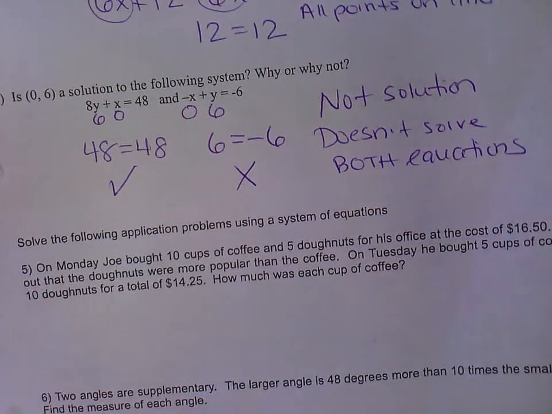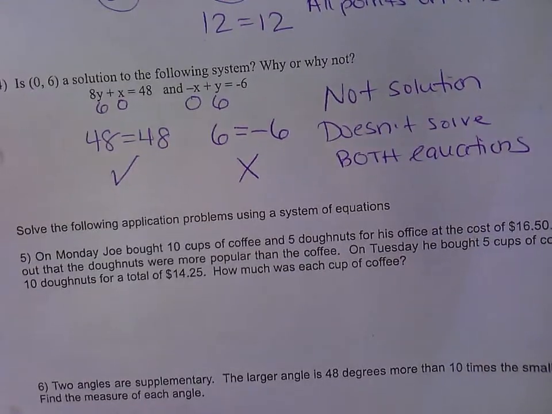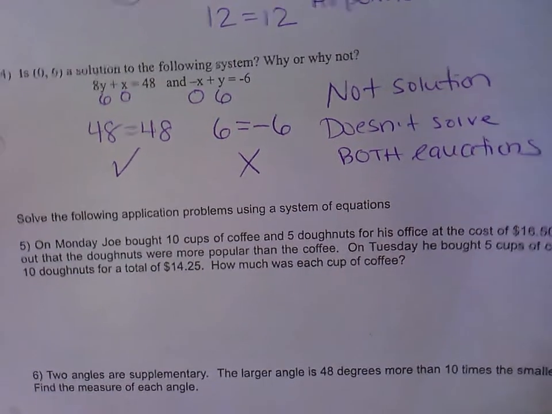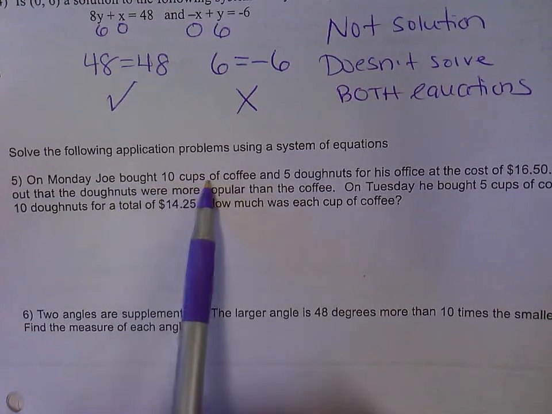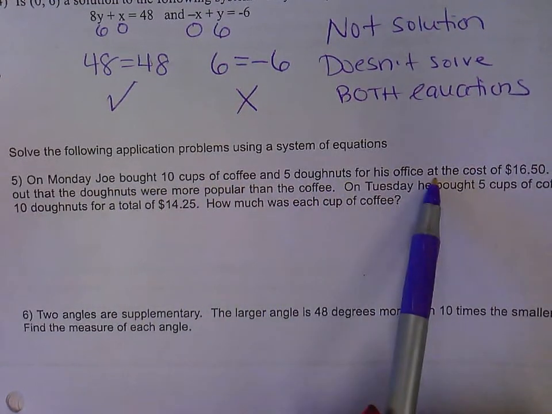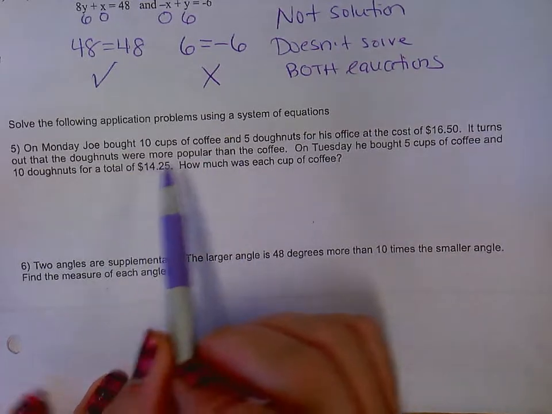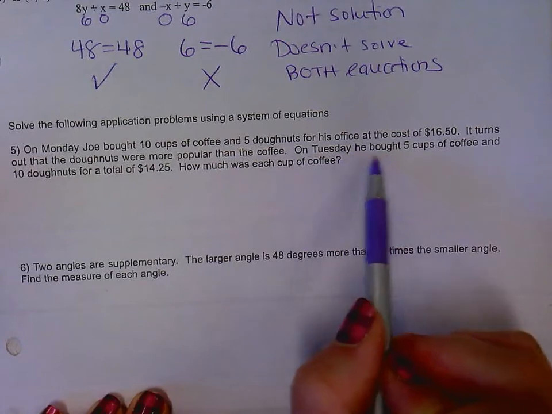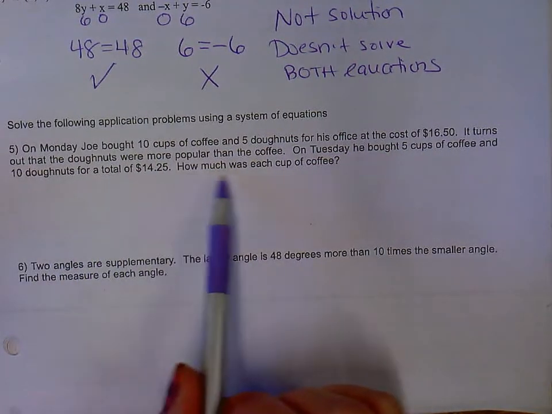All right, let's do an application problem that uses elimination so we can practice it. Let's do number 5, and then we'll do some graphing with the whiteboards and some linear inequality graphing. This says on Monday, Joe bought 10 cups of coffee and 5 donuts for his office, and it cost him $16.50. On Tuesday he bought 5 cups of coffee and 10 donuts, and he spent $14.25. How much was each cup of coffee?